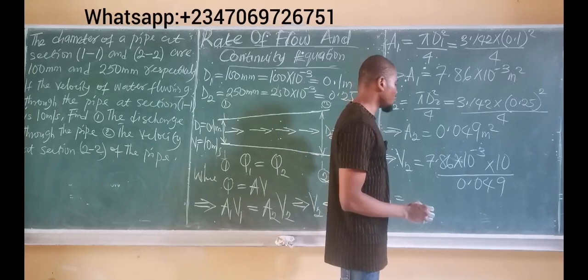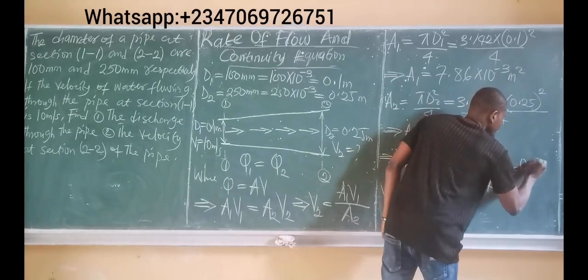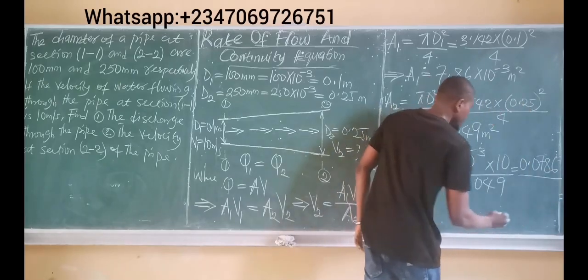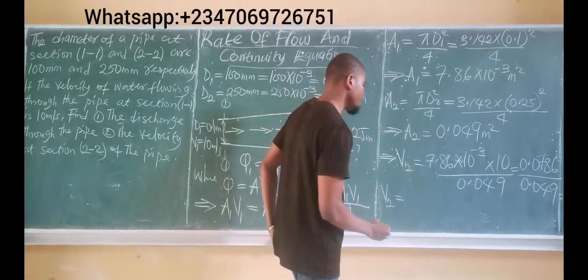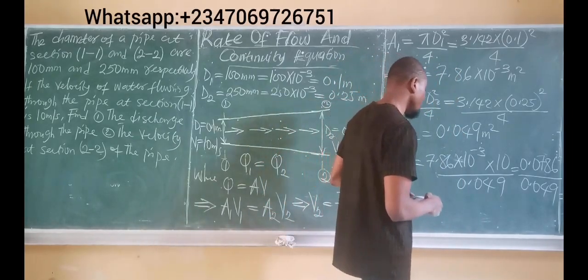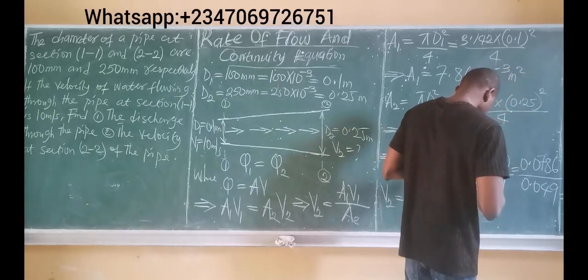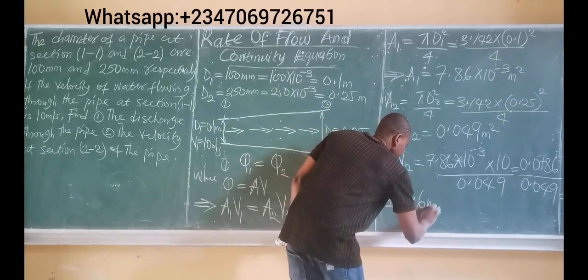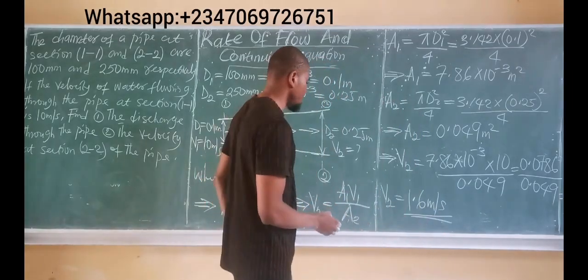This means the speed in pipe 2 is equal to, now let's obtain this multiple. 7.86 multiplied by 10 to the power of negative 3 simply gives us 0.0786, divided through by 0.049. Okay, so with this, let's find this division and obtain the value of the speed of flow in section 2. So that gives us V2 to be approximately 1.6 meters per second. So the speed of flow in section 2 is 1.6 meters per second.